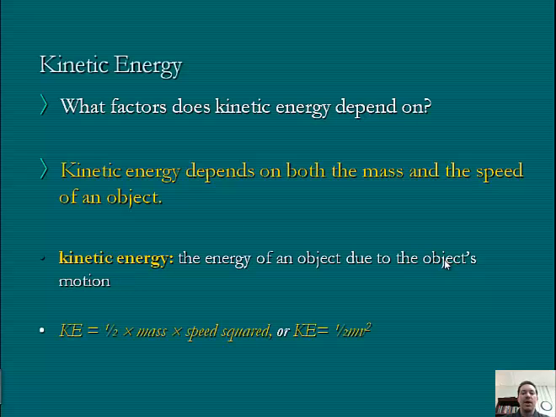So we can put this in equation form as well. KE, which is the abbreviation of kinetic energy, is equal to half of the mass times speed squared or velocity squared. That's why we are going to throw v in here now instead of s. So KE equals 1/2 mv squared, and that's your equation or formula for kinetic energy.